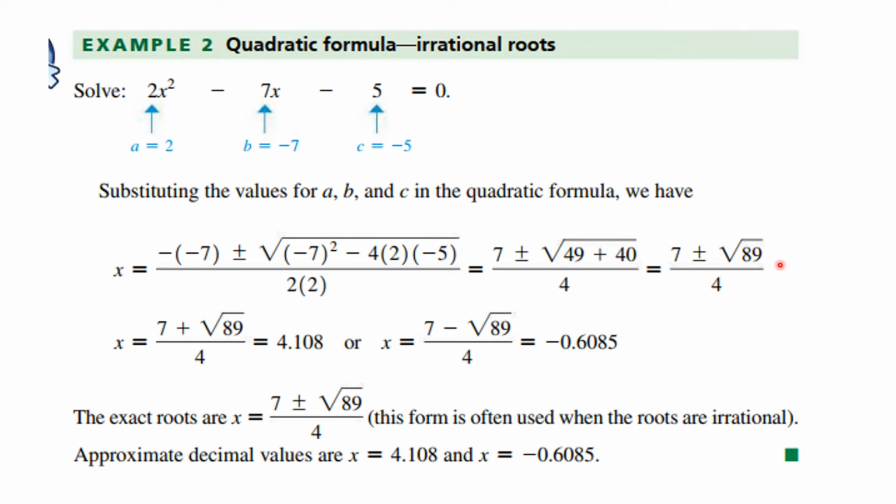This is the square root of 89, and so the exact answer is going to have the square root of 89 in it. So one answer is 7 plus the square root of 89 over 4, and it's 7 minus the square root of 89 over 4. If I'm letting you use a calculator, you could change it into approximations like that, but these are the exact roots.